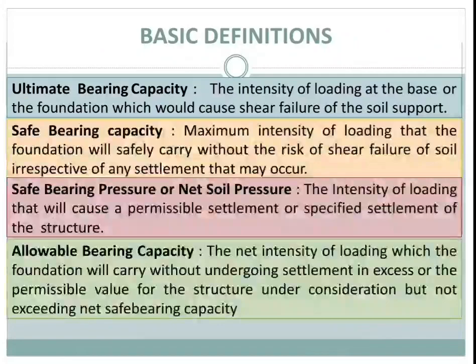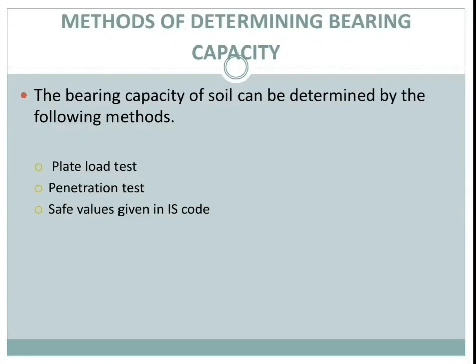Safe bearing pressure or net soil pressure is the intensity of loading that will cause a permissible or specific settlement of the structure. Next is allowable bearing capacity: the net intensity of loading which the foundation will carry without undergoing settlement in excess of the permissible value for the structure under consideration, but not exceeding the net safe bearing capacity.